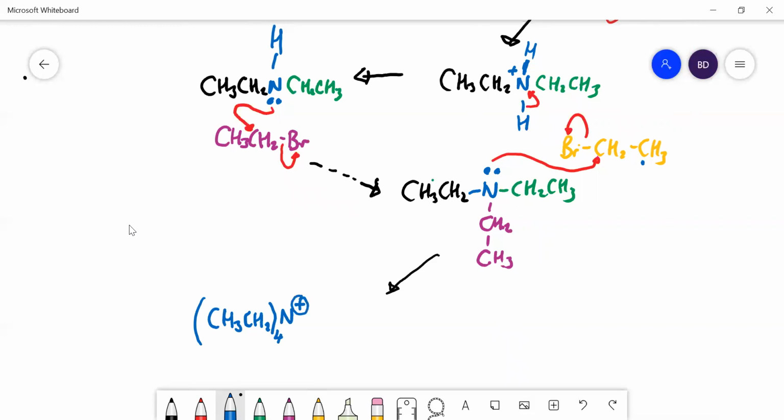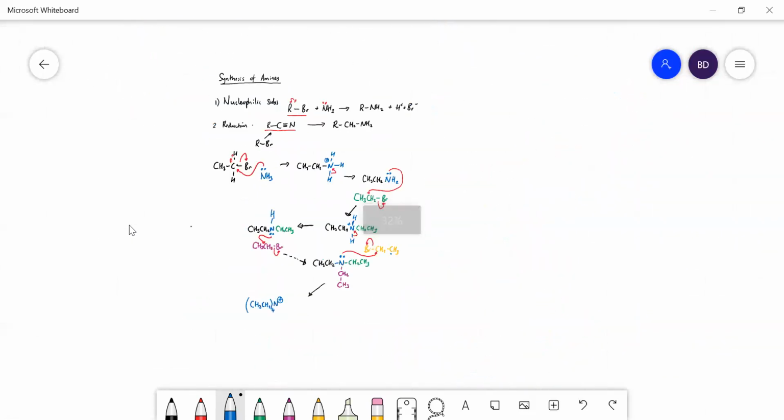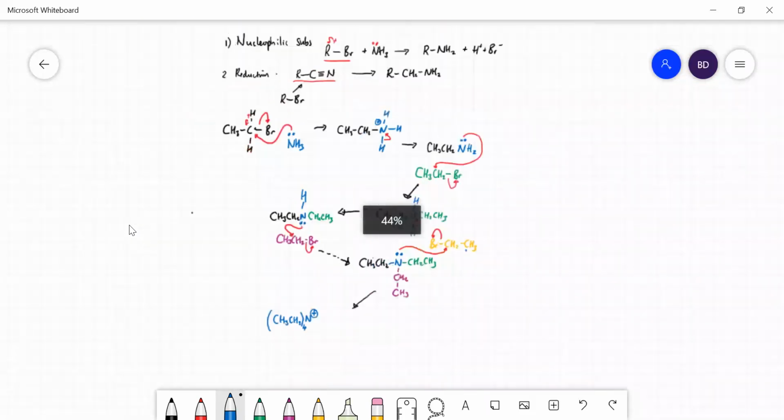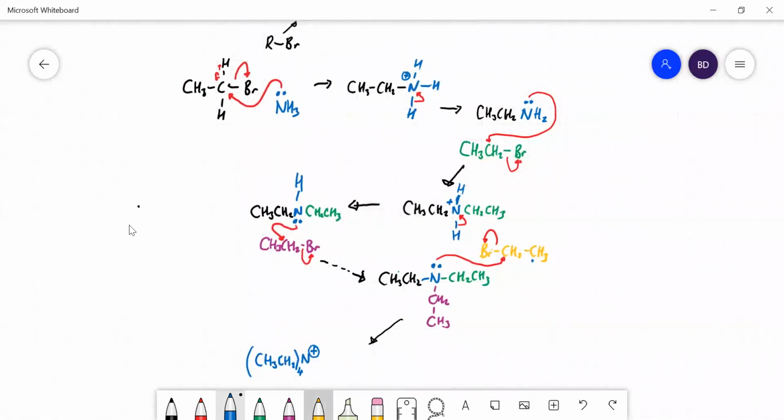Okay, so now let's see what all of those things we can get. So we can get this product. Oops, okay, maybe I'll do it like this. We could get this product, which is a primary amine. We can get this product, which is a secondary amine. We can get this one, which is a tertiary amine.